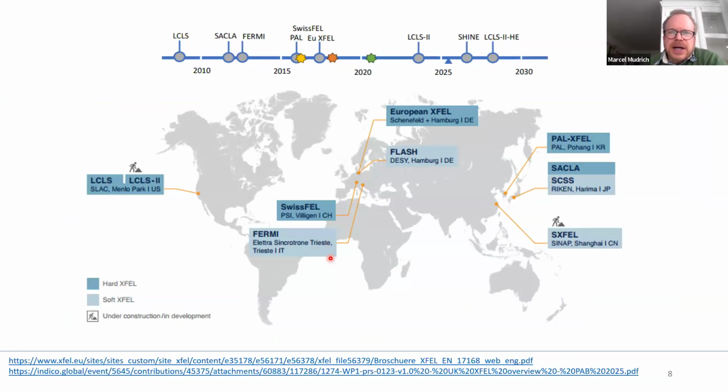And why do you think hard X-rays are particularly advantageous? Because they will be able to penetrate denser matter than the soft X-rays. Okay, yes, you're completely right. Sure, yes.